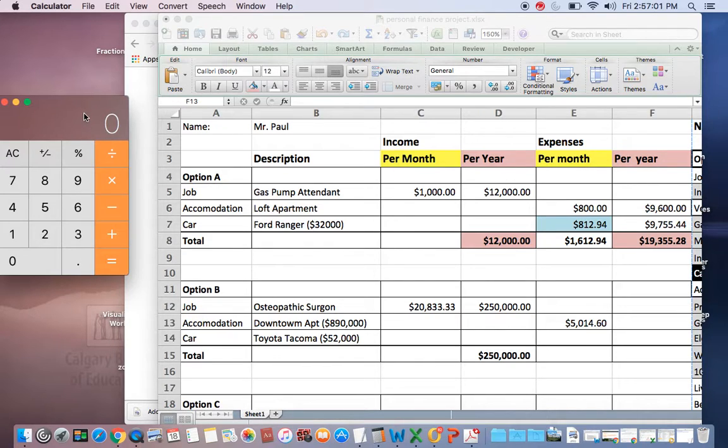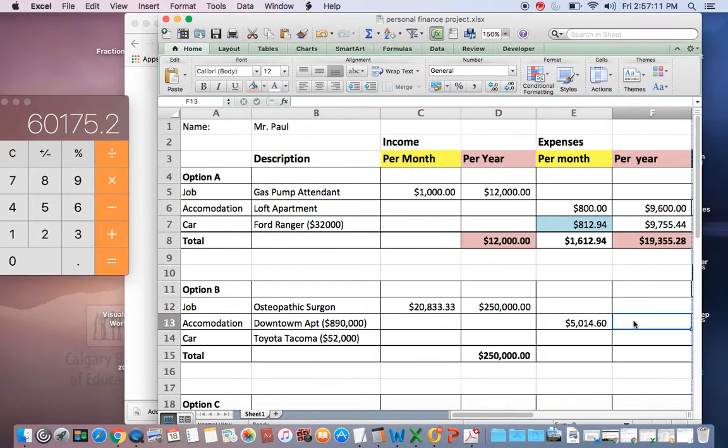Well, let's take a look. Multiply it by what number? Not 60, not 52. How many months are there in the year? That's right, 12. Sorry if that sounded patronizing. Didn't mean to. So my number up here becomes $60,175.20. I type that in. Perfect. There we go. Dollar sign.